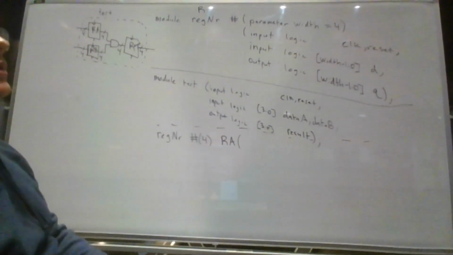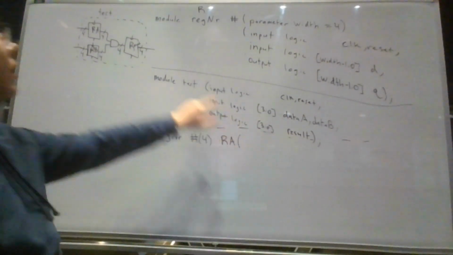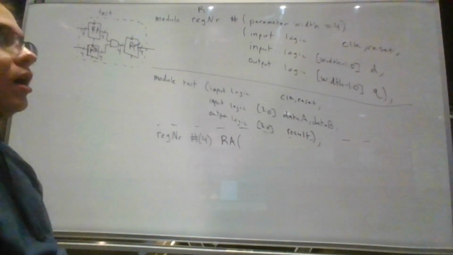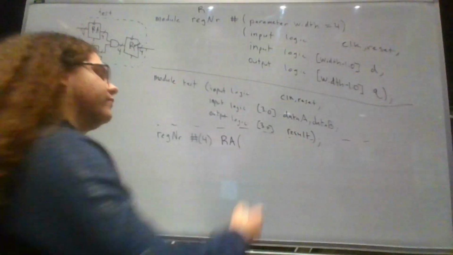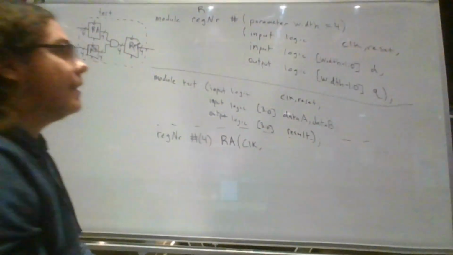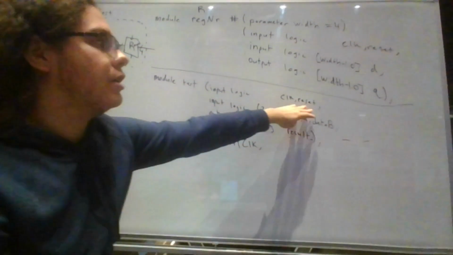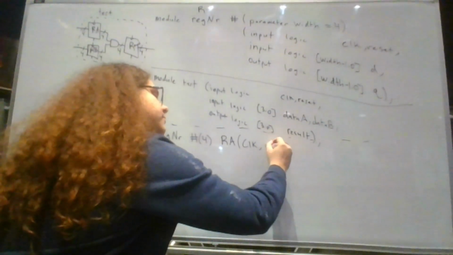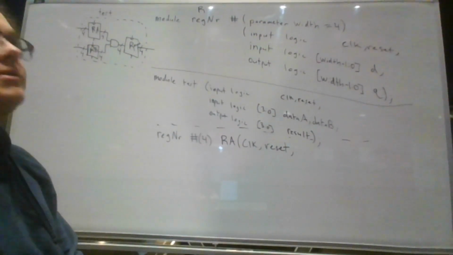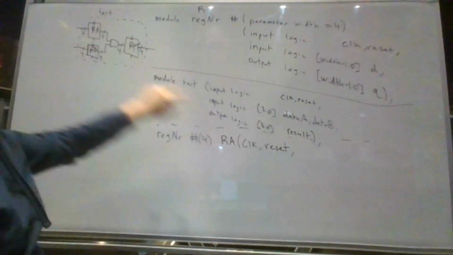And then I have to give it its port list. So the first thing that I feed into RA is the clock signal. All of these registers in this case share the same clock, so I'm just going to put clock here because that's the first thing that pops up in the port list. The next thing this needs in the port list is its reset signal, and all of these are sharing the same reset, so I'll just put reset. Now the next thing it needs is its data. For RA, the data input is data A, so I would put that here.